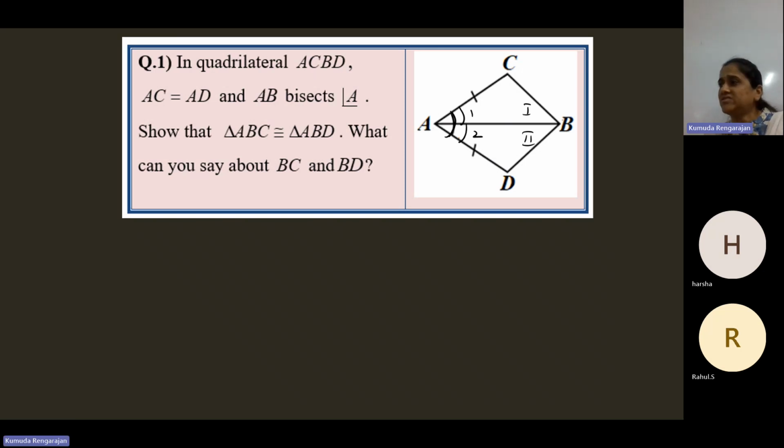So what's the rule? SAS: two sides and the included angle. Angle 1 is the included angle, and angle 2 is also the included angle. So by the SAS rule, the two triangles are congruent. So what can you say about BC and BD? They're the corresponding sides of the two triangles, so they're equal.